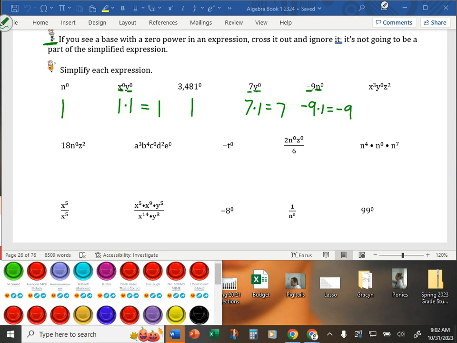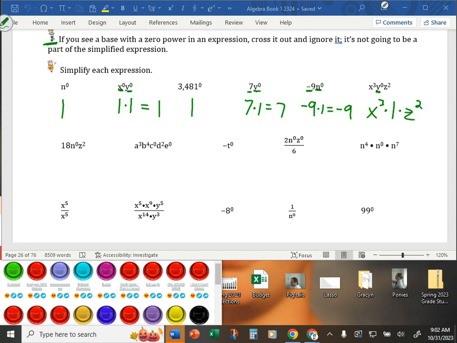That last one there, my little tidbit, it says if you see a base with a 0 power in an expression, like this y to the 0 is part of an expression, it's not just like n to the 0 or x to the y, it's part of something else, cross it out and ignore it. Because what is this equal to again? 1. This is the same thing as saying x cubed times 1 times z squared.